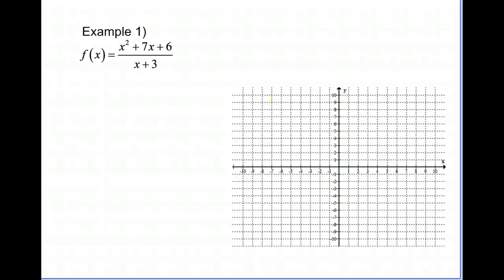Okay, so let's look at some examples. Before we can really tell where the holes, asymptotes, and zeros are going to be, we need to go ahead and factor this out. So this should be easy enough. This looks like it's x plus 6 over, and then x times x plus 1 all over x plus 3.